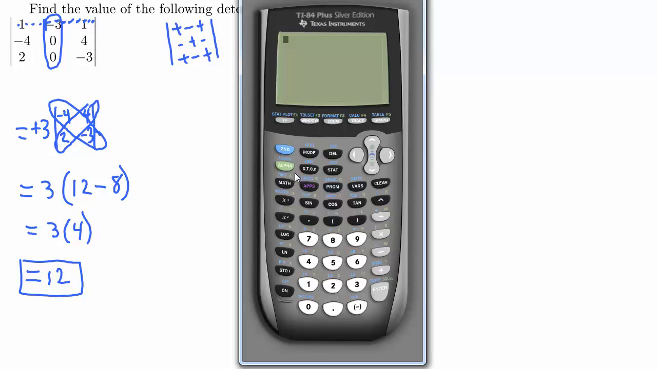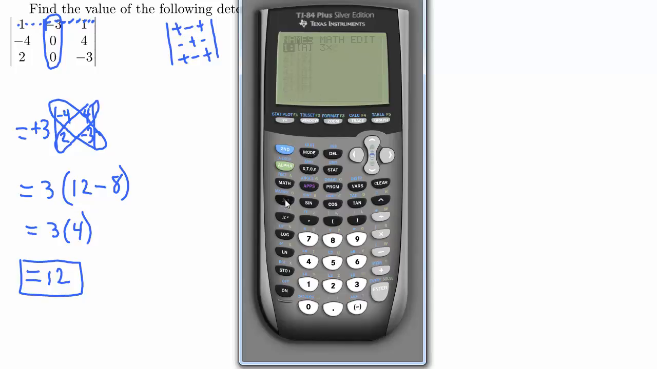So I need to type in this original matrix. So go back into matrix, go right to edit. This is a 3 row by 3 column matrix. So I'm going to type in 1, negative 3, 1, negative 4, 0, 4, 2, 0, negative 3. Once it's all in there, quit.